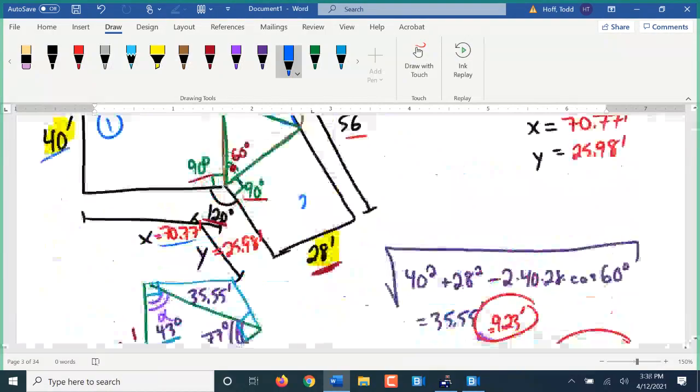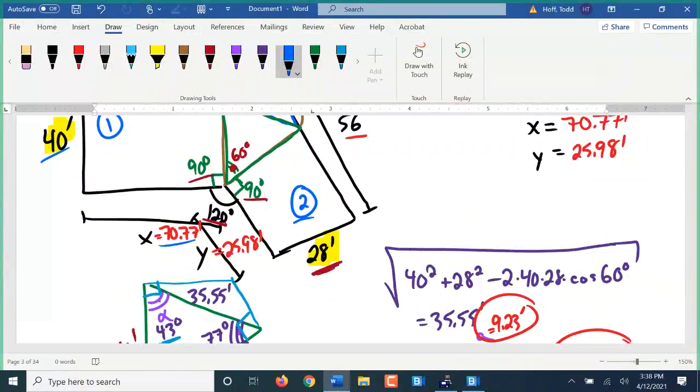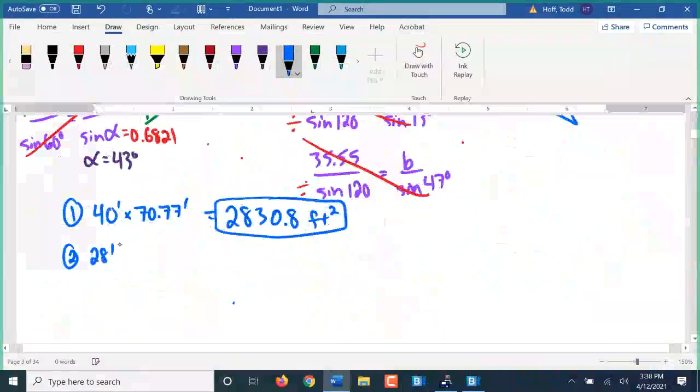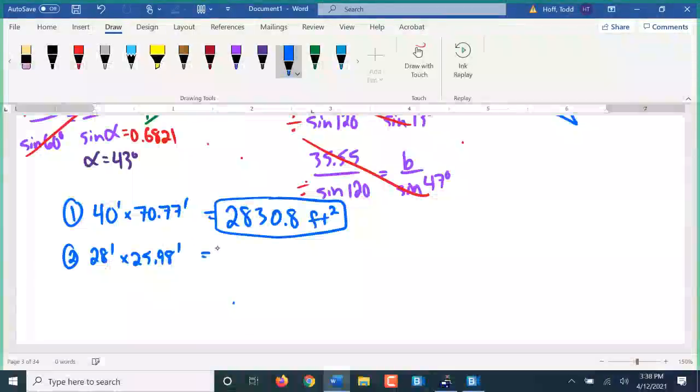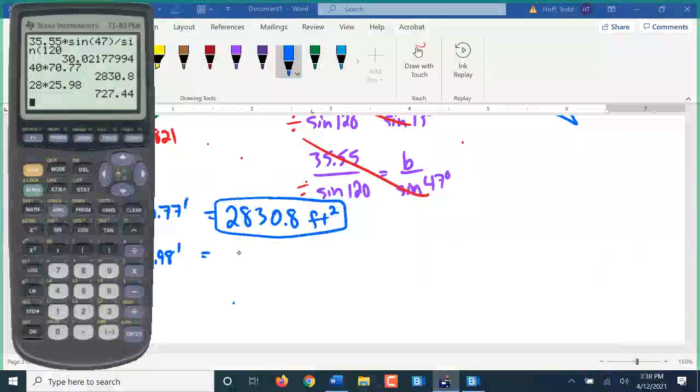I'm going to jump over here into piece 2. How do I find the area of piece 2? Times 25. Perfect. 28 times 25.98 is $727.44.